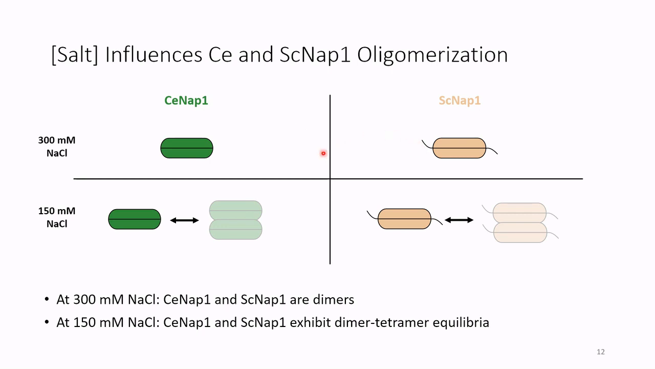However, at 150 millimolar NaCl, both worm and yeast Nap1 exhibit a dimer-tetramer equilibrium, where we observe that the dimer is the major species and forms a little bit of tetramer. That's why it's in a transparent shade. So that is how salt concentration affects yeast and worm Nap1 oligomerization.